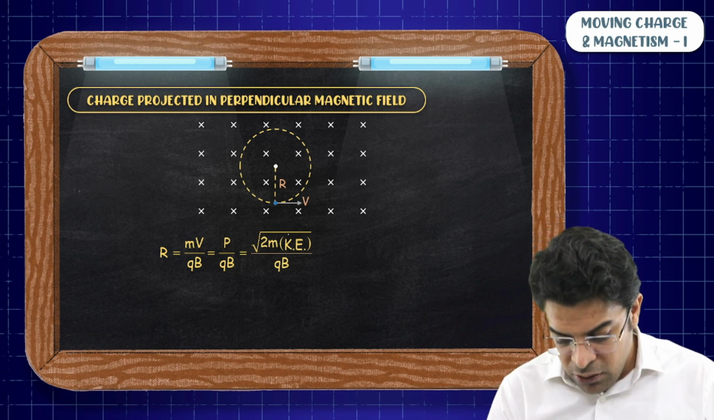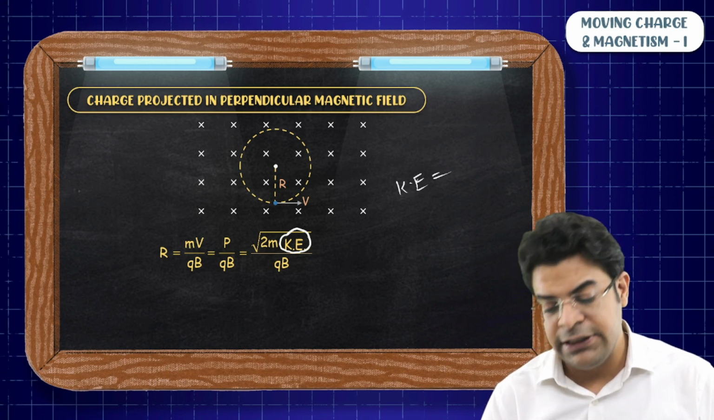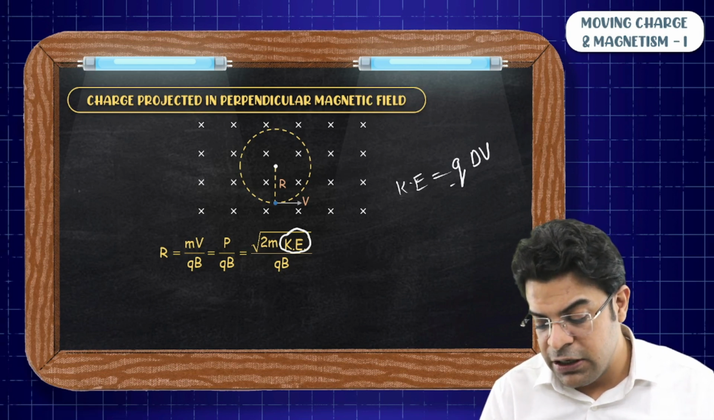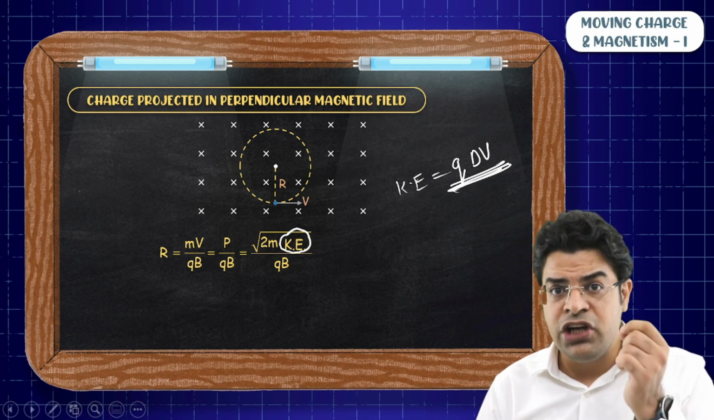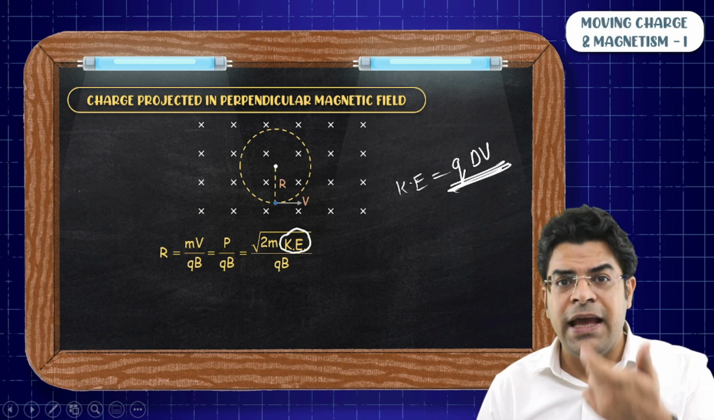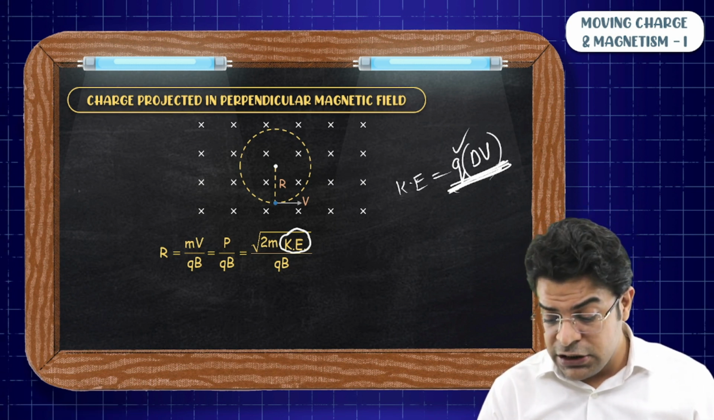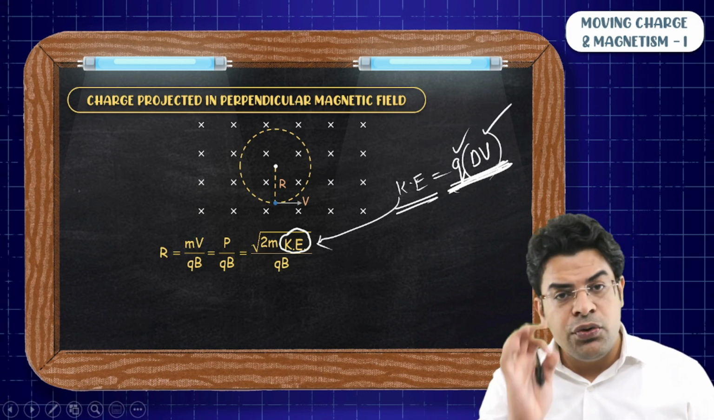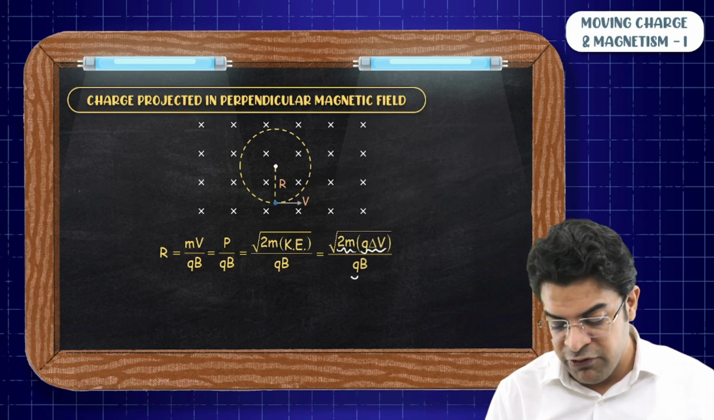Right. Now in place of kinetic energy, you can even write: the kinetic energy acquired by a charged particle is nothing but the charge on the charged particle multiplied by the accelerating potential. Whenever we accelerate a charged particle in a lab, we accelerate it through a potential drop. When we accelerate a charged particle with a charge q through a potential drop delta V, the kinetic energy gained by the charged particle is q delta V. So in place of the kinetic energy, you can substitute q delta V. So you will get the radius to be under root of 2mq delta V by qB.